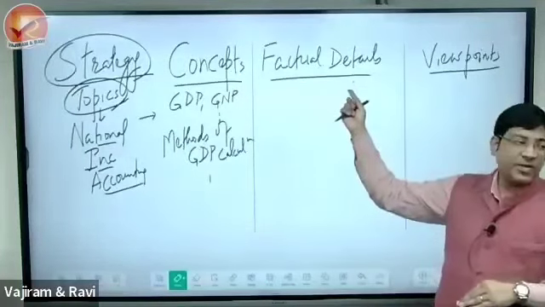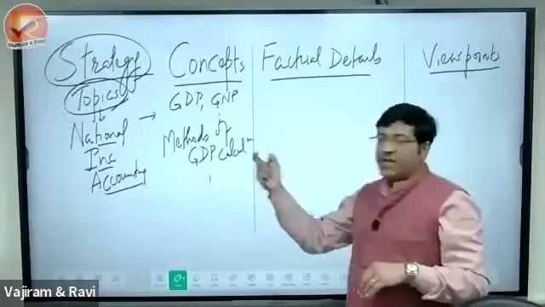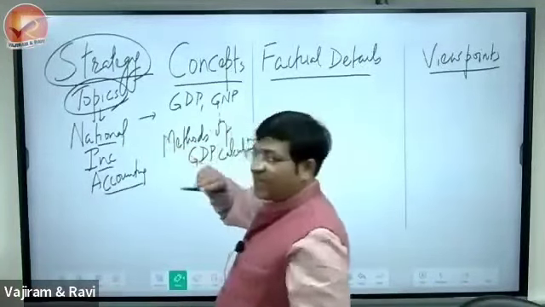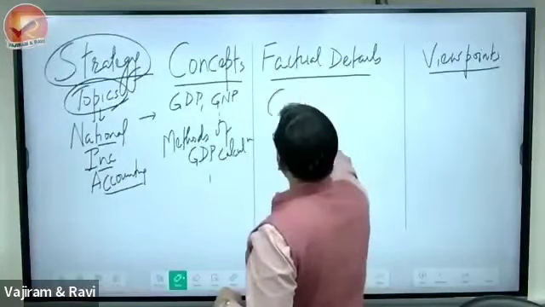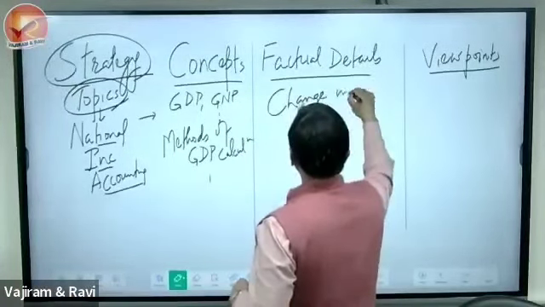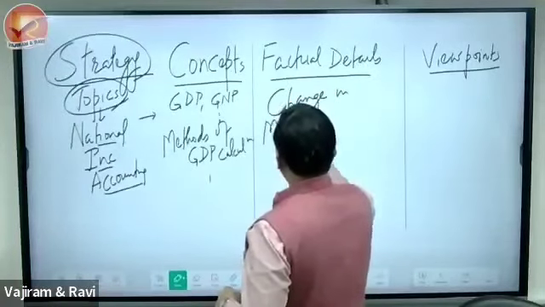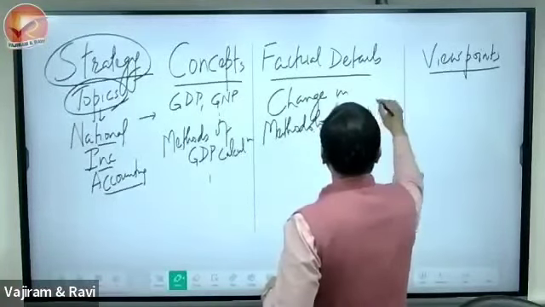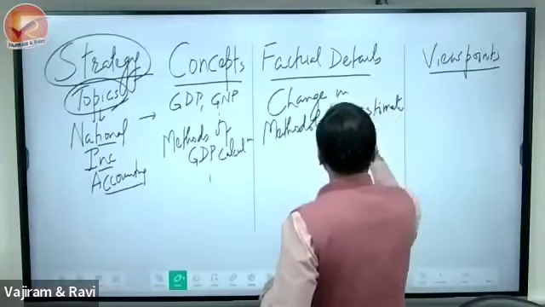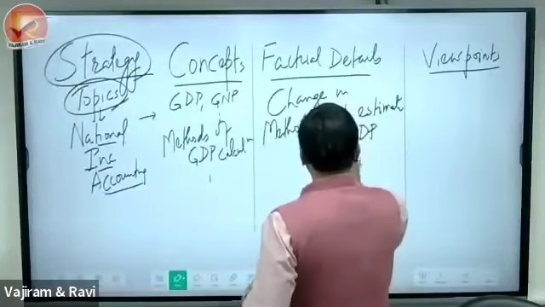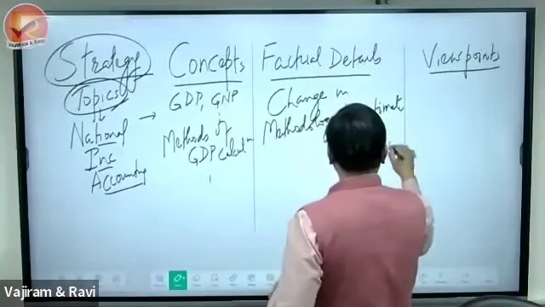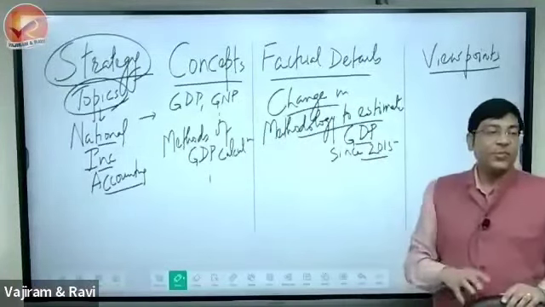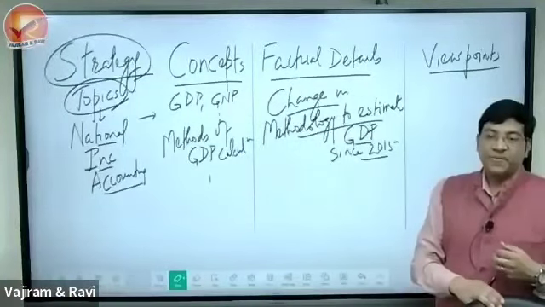Then comes some factual details. Well, factual details will be related to this only. For example, a factual detail which has become very important in national income accounting is the change in methodology to estimate GDP. I'm just giving an example here. Since 2015, there has been a change in methodology to estimate the GDP. So what are the changes? You should be aware of the factual details about it.